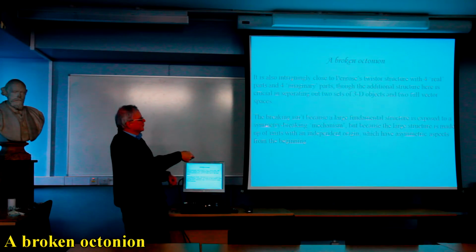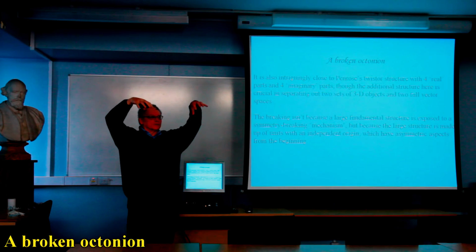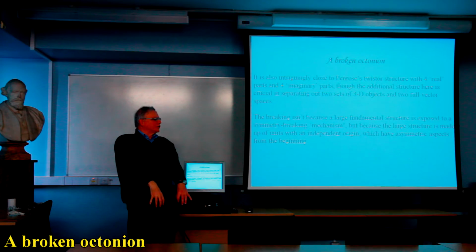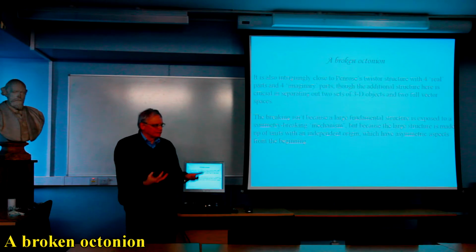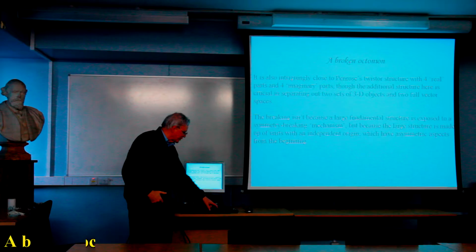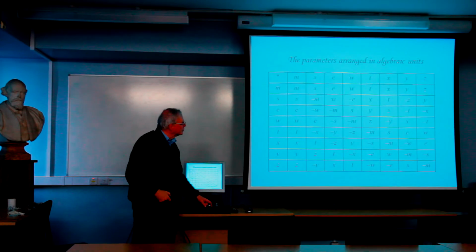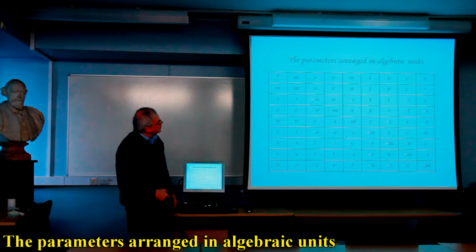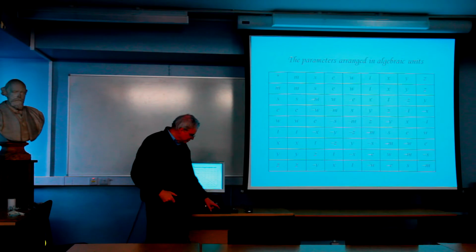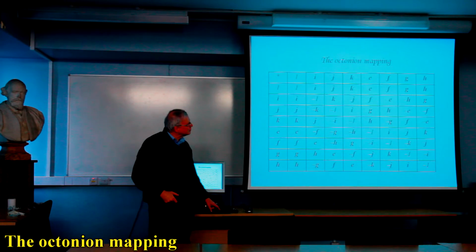And here I'm emphasising that symmetry breaking isn't because some Deus Ex Machina comes down above and says we will break symmetry. It's a combination that reveals broken symmetries. And this is arranging the parameters as algebraic units. And this is, in fact, an octonion mapping of it. You can map them as octonions.